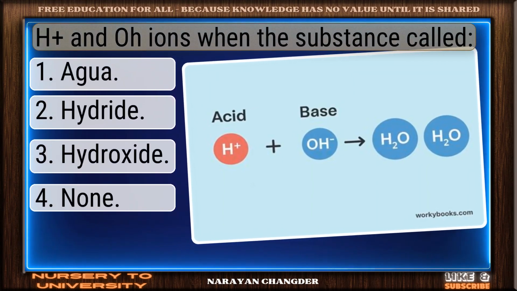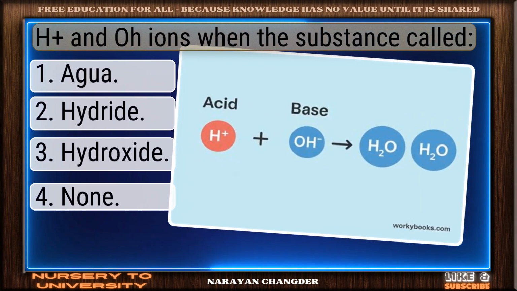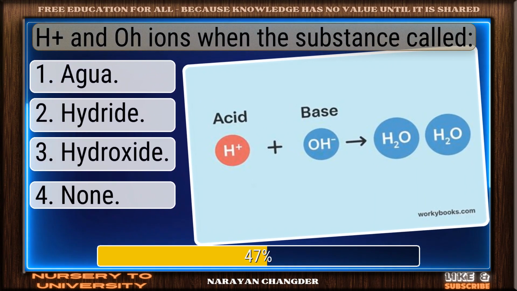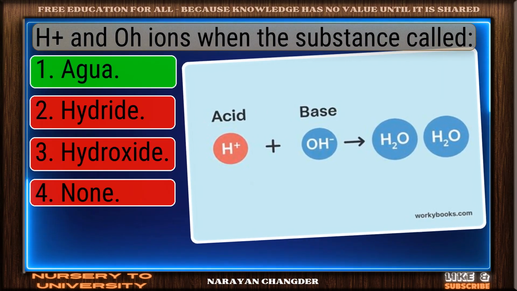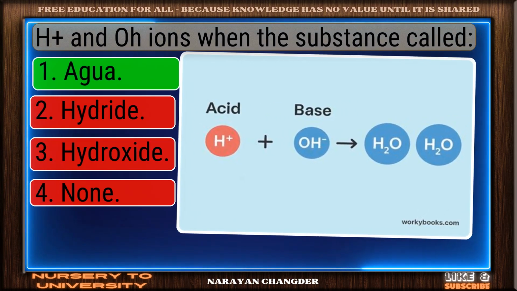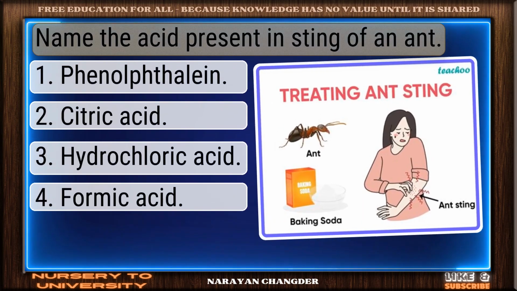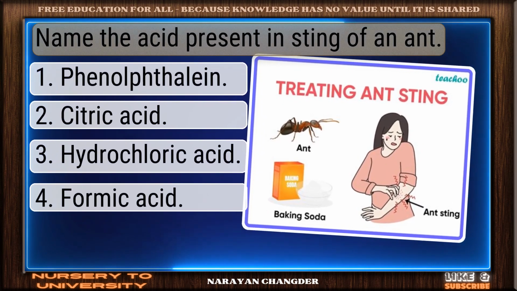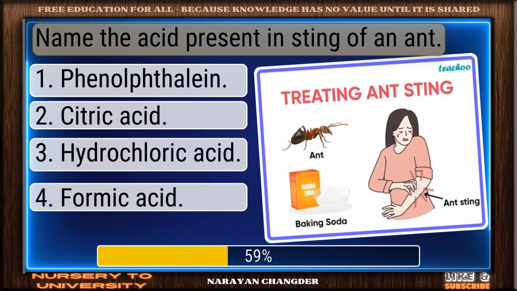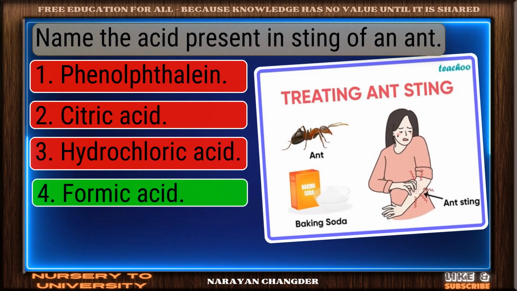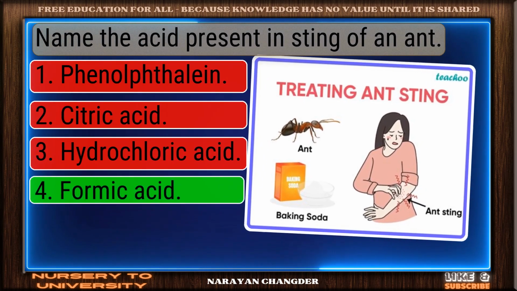Question number 15. H+ and OH- ions when the substance is called. Correct response. Aqua is the most accurate answer. Question number 16. Name the acid present in the sting of an ant. Perfect. Formic acid is the correct choice.